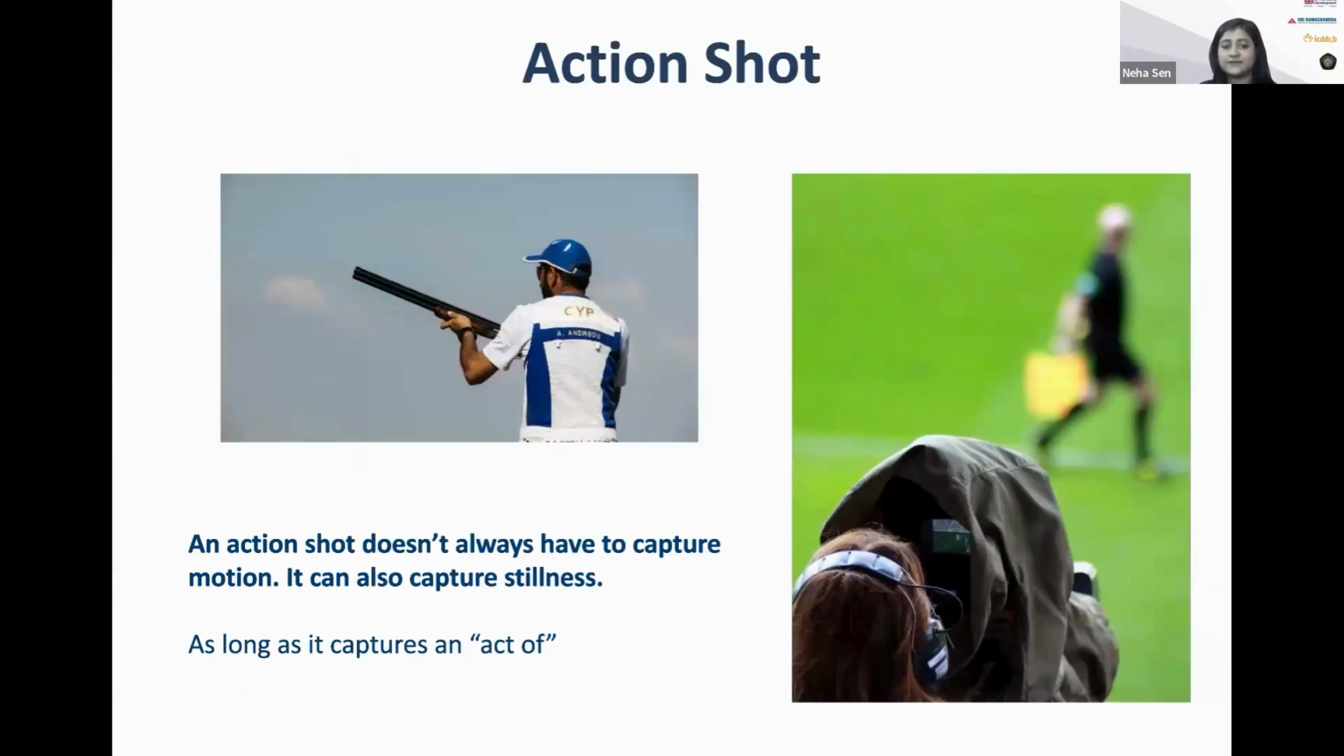An action shot can also capture stillness. It doesn't always have to capture motion or the act of actively doing something. You can capture stillness as well. You can capture a sensor already installed. You can capture a field that's already been raised to the ground, or a field that's germinated, or a kitchen garden that's come into fruition. That also qualifies as an action shot.